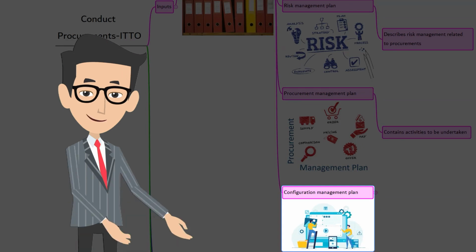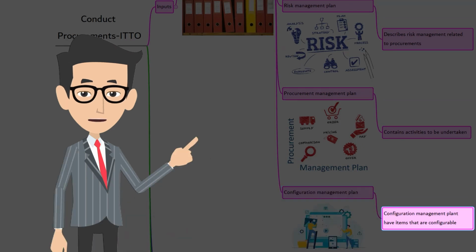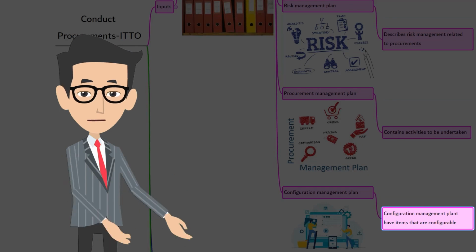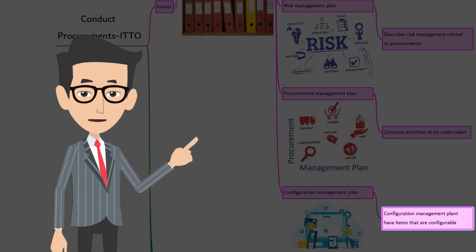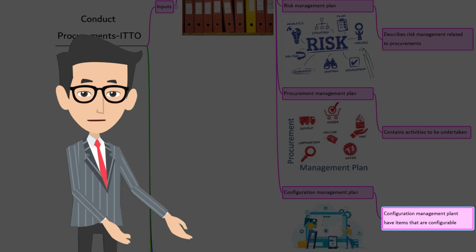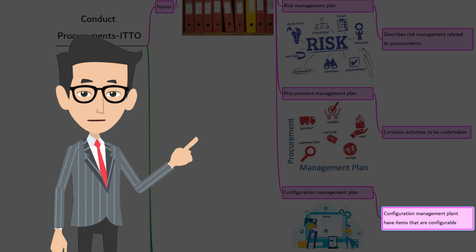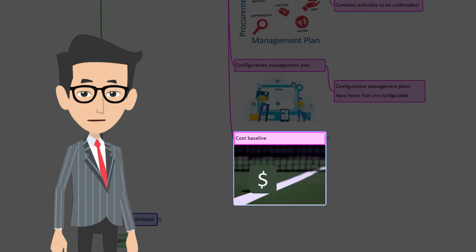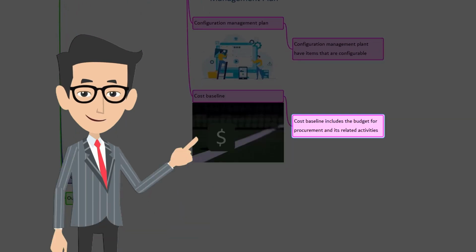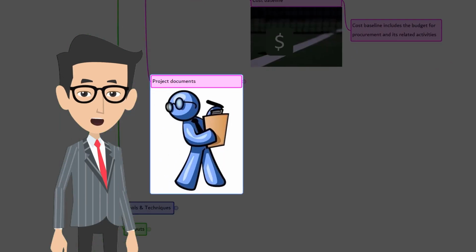Configuration management plan. The configuration management plan has the list of items that are configurable and the formal change control process. This information will be helpful to control and manage the project scope. It includes process for sellers' configuration management. The last one is cost baseline. The cost baseline includes the budget for the procurement as well as cost associated with managing the procurement process and sellers.